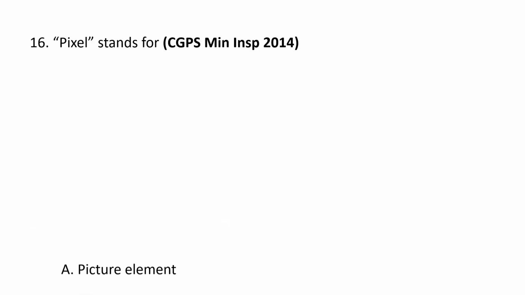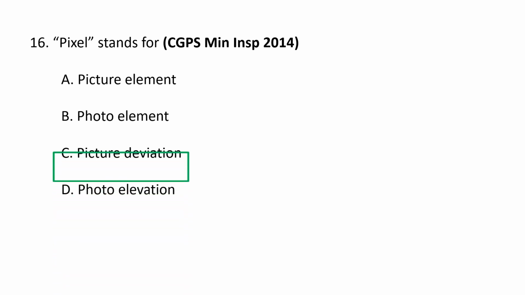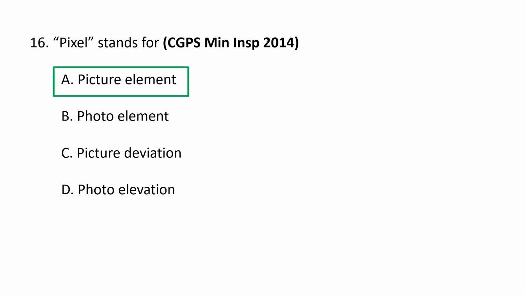Next question. Pixel stands for A. Picture element, B. Photo element, C. Picture deviation, D. Photo elevation. Pixel stands for picture element.